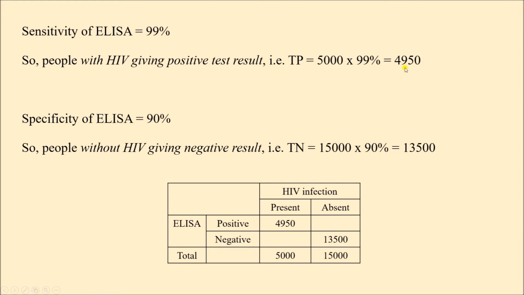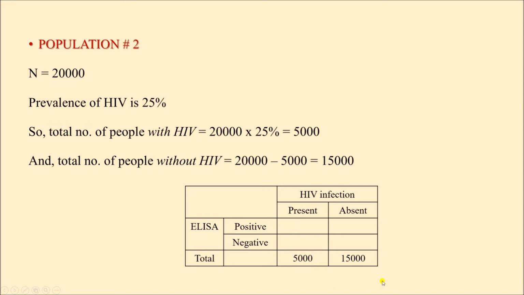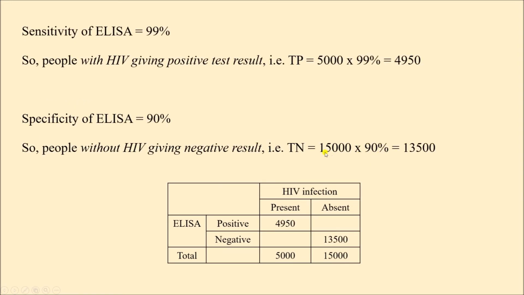So 4950 people will be the true positive. That means they will be suffering from the disease and also give the positive result. Specificity of ELISA is 90%. So the people without HIV giving negative result, that means they are true negative, is 90% of all the people who are not suffering from HIV, and HIV infection is absent in 15,000 people. So 90% of 15,000 is 13,500. So now we have the next part of the table.